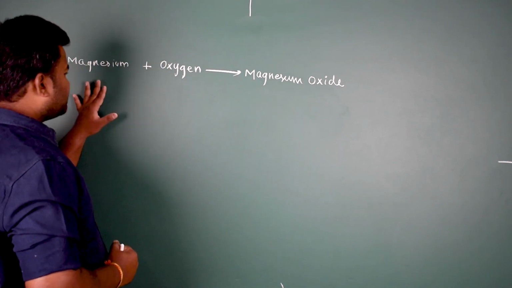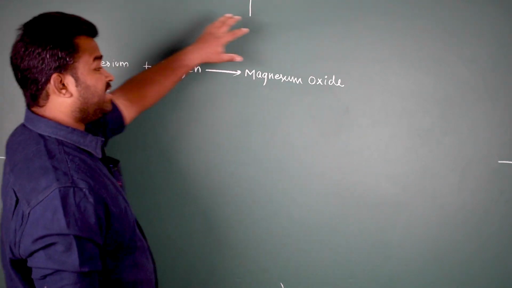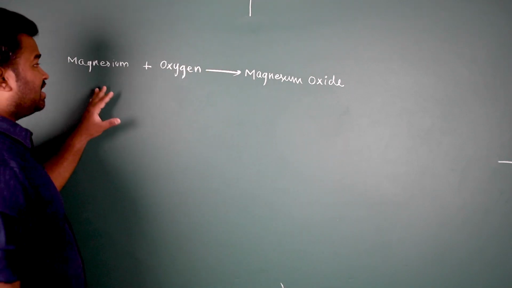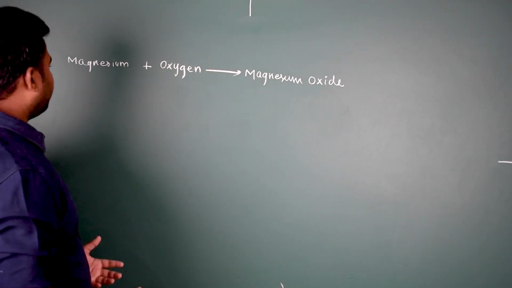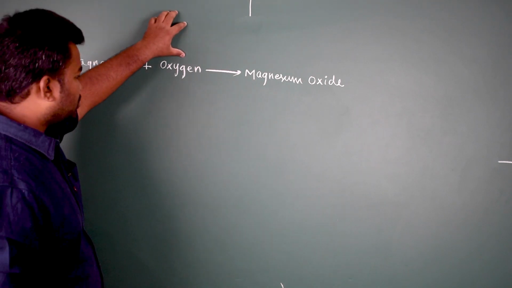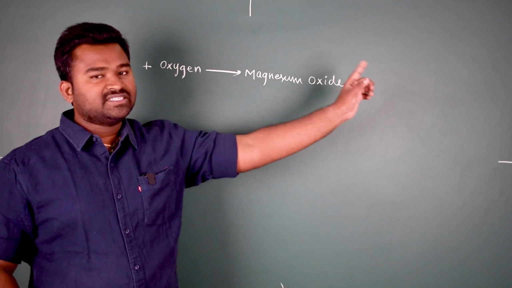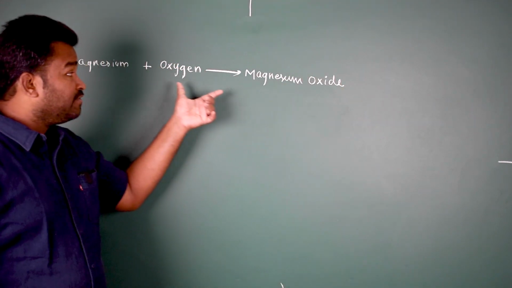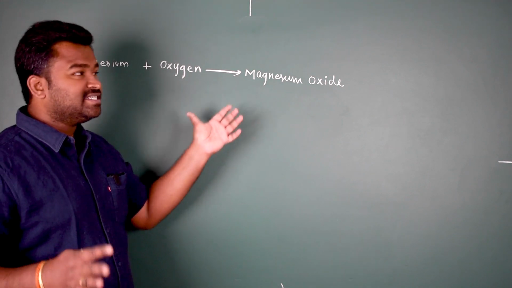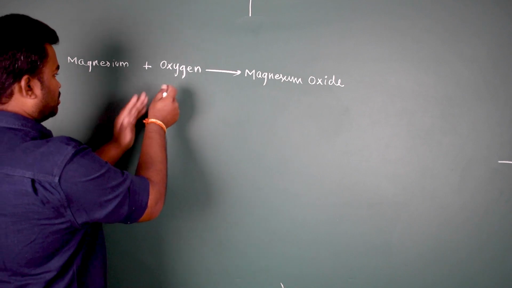It is much simpler than putting it in the form of a sentence. Correct? If I write it in the form of a sentence, I have to write it in such a way that the substance magnesium is allowed to react with oxygen to form magnesium oxide. That is the whole sentence that I have to represent. But if you look at what I have represented here, it says that magnesium is reacting with oxygen.